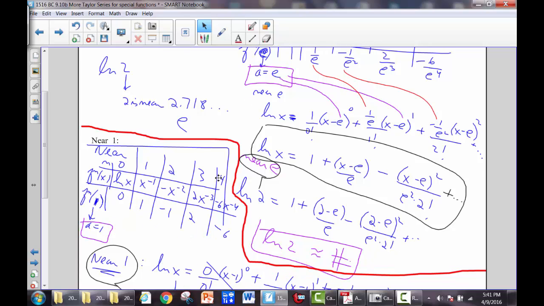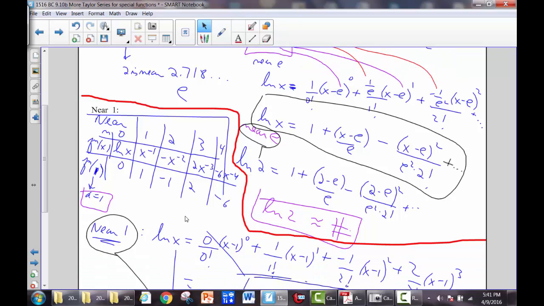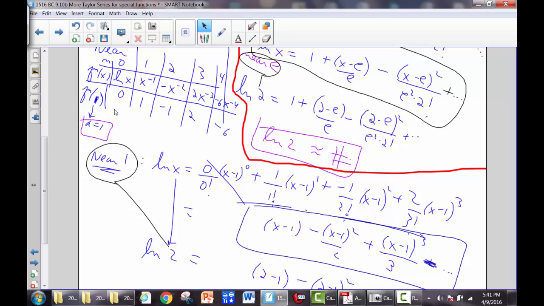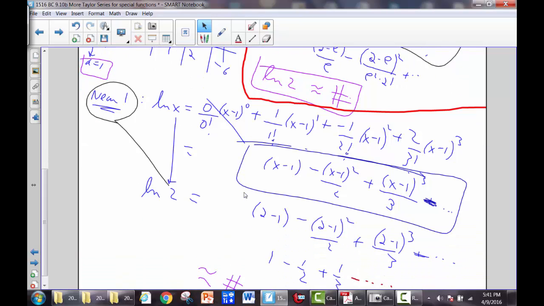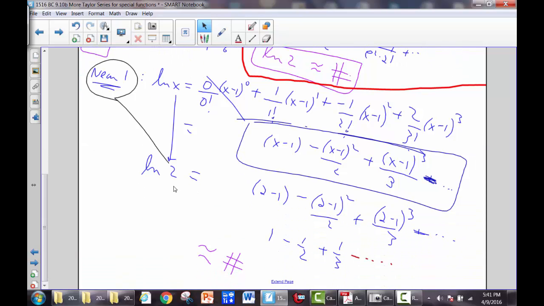If, on the other hand, you did it near 1, then you have ln of 1 is 0, 1 to the negative 1, 1 to the negative 2, etc., and that'll give 0 over 0 factorial times (x minus 1) to the 0, plus 1 over 1 factorial times (x minus 1) to the 1, etc. And if you wanted to use that to approximate ln of 2, then you replace all those x's by 2's.